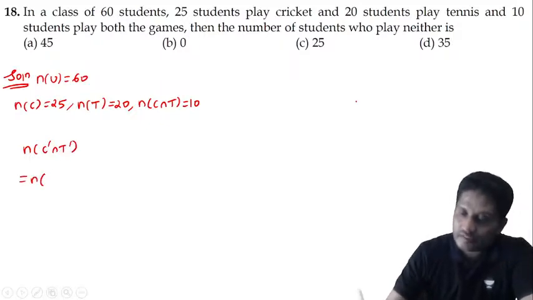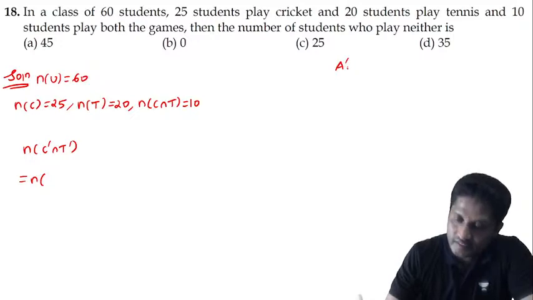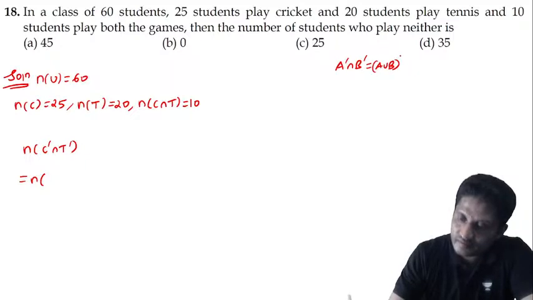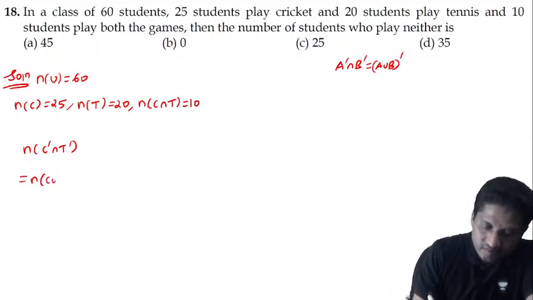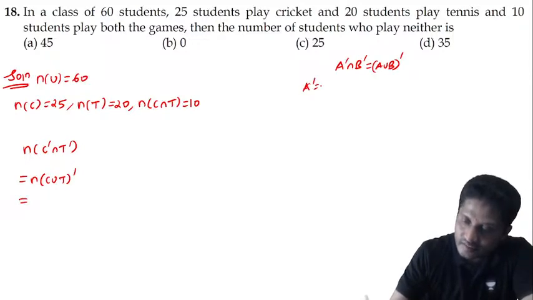If I use De Morgan's law, A dash intersection B dash is the same as (A union B) whole dash, right? So this can be written as (C union T) whole dash. Okay, A dash is equal to U minus A.